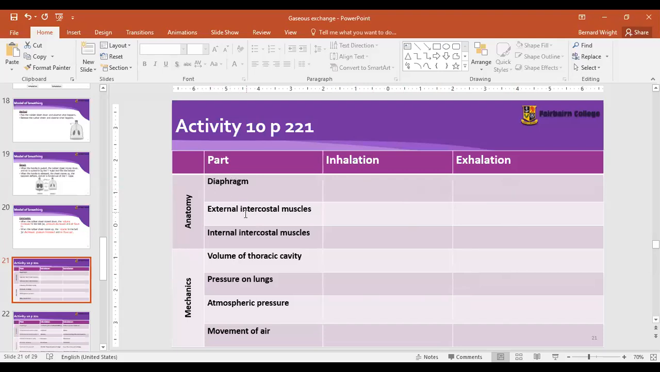So what happens to the diaphragm? What happens to the external intercostal muscles, the internal intercostal muscles? And then what happens to the volume? What happens to the pressure? What happens to the pressure on the outside? The atmospheric pressure is the pressure outside of the jar or outside of your lungs. What happens to that pressure? That one is going to make you think a bit. And then lastly, how does the air move in and out of the jar or in and out of the lungs? I think your first homework with regards to this section is to complete this table. It's probably going to be easiest if you try and complete it now.